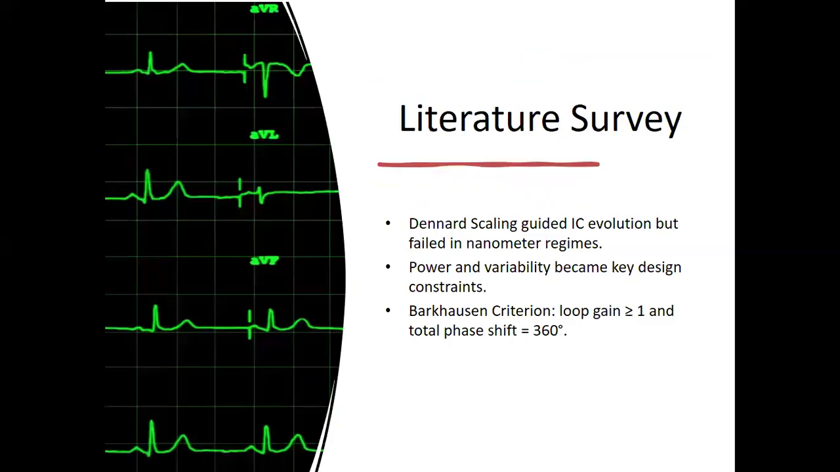Moving ahead, we have the literature survey. Traditionally, Dennard scaling guided CMOS evolution, where reducing size improved speed and power efficiency. However, as we move to submicron technologies, leakage power and device variability become major concerns. For oscillators, the Barkhausen criterion defines the condition for sustained oscillation. The loop gain must be at least 1 and the total phase shift must be an integer multiple of 360 degrees. We referred to several IEEE and IRJET papers to compare LC oscillators and ring oscillators and found that ring oscillators are ideal for on-chip applications due to their simplicity and area efficiency.